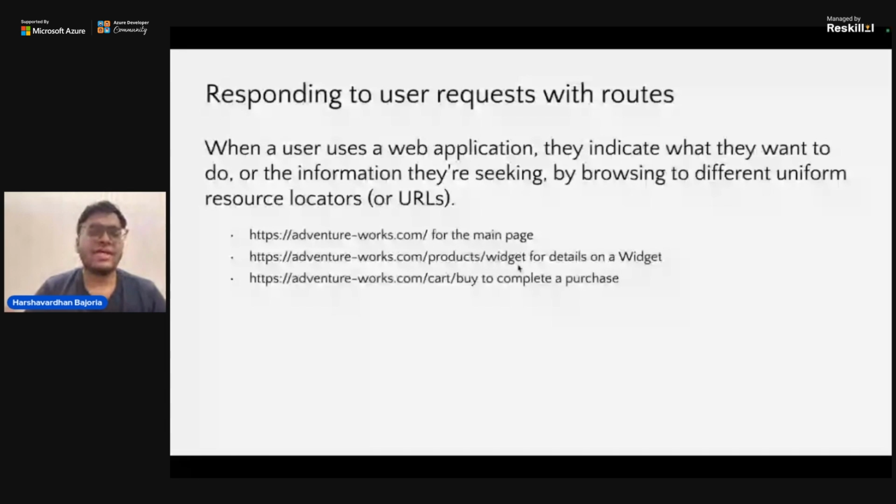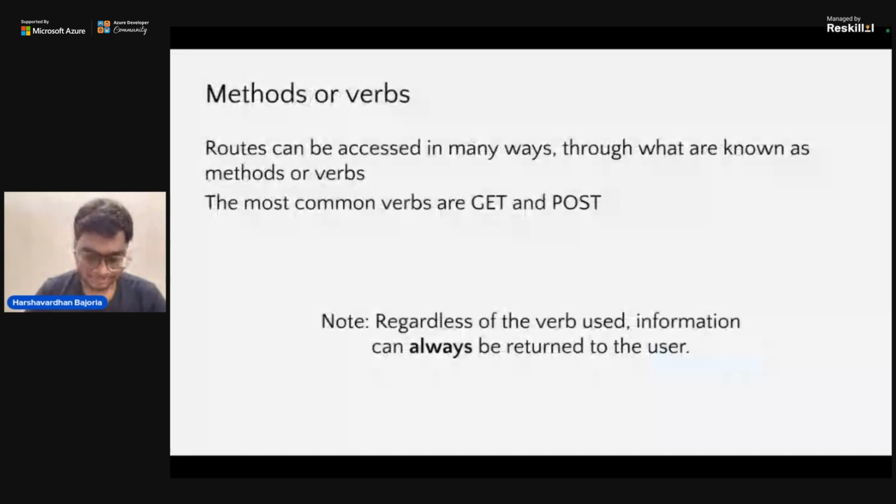Similarly, we have two methods which are commonly used, like get and post. Now, it's not exactly that you can only get things using get and send data using post. It's both. So you can get a small amount of data and send it across through get, and if you want to encrypt it and send it, you can use post and send a larger amount of data. So regardless of the verb used, information can always be returned to the user, and you will see how.